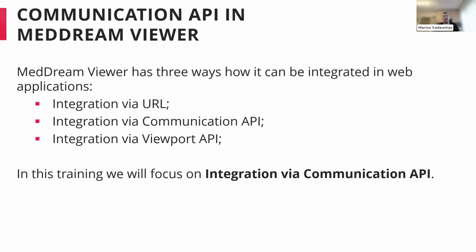So first, let's talk about this communication API. I think a lot of you who already use the MedDream Viewer know that MedDream in principle has three types of integration, how it can be integrated in a web application. So it is integration by URL, communication API, and viewport API. For this webinar, we will focus on the integration via communication API, and we'll go through it.